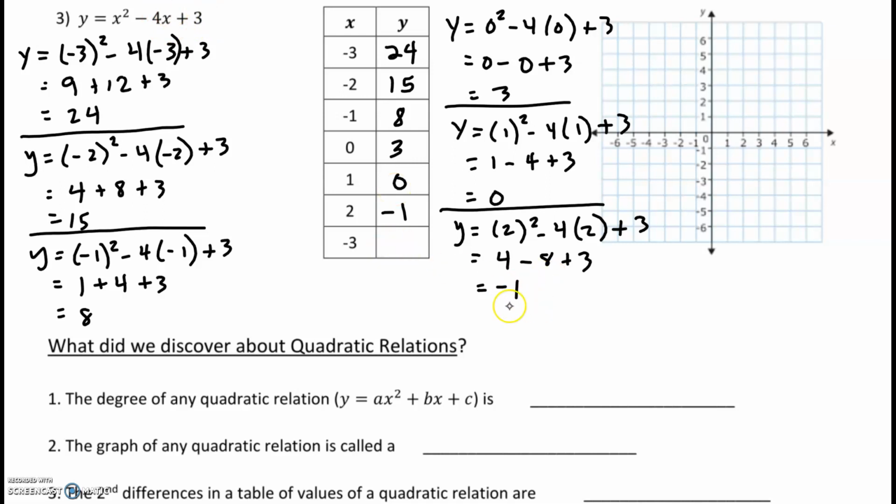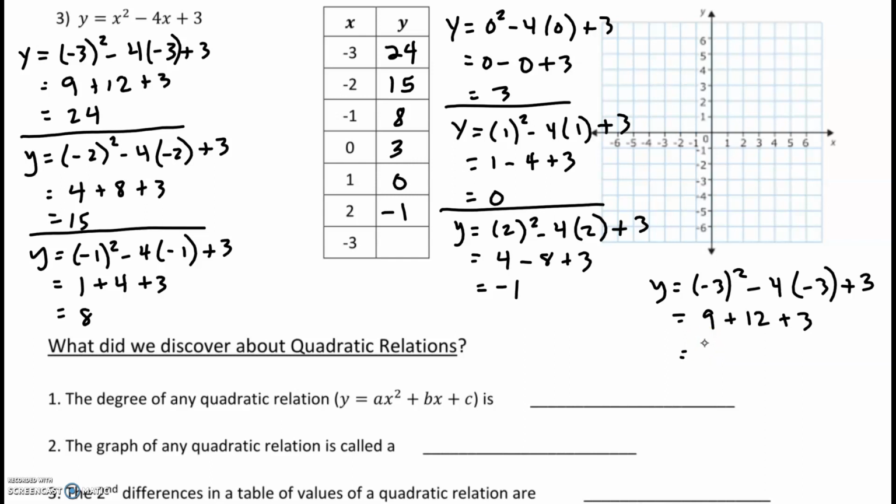Okay, so I'm not sure what would go next. Let's go ahead and sub it in. So y equals negative 3 squared minus 4 times negative 3 plus 3. So we have negative 3 squared is 9. Negative 4 times negative 3 is a positive 12 plus 3. So 9 plus 12 is 21. Plus 3 is 24.